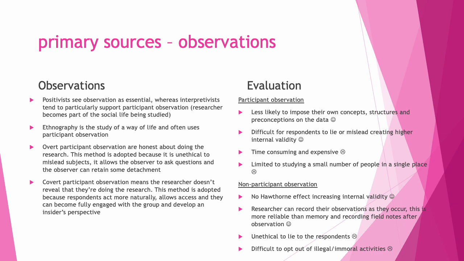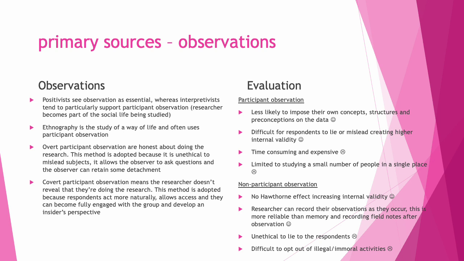Overt participant observation is honest about doing the research. This method is adopted because it's unethical to mislead subjects. It allows the observer to ask questions, and the observer can retain some detachment. Covert participant observation means the researcher doesn't reveal that they're doing the research. This method is adopted because respondents act more naturally, it allows access, and the researcher can become fully engaged with the group and develop an insider's perspective.